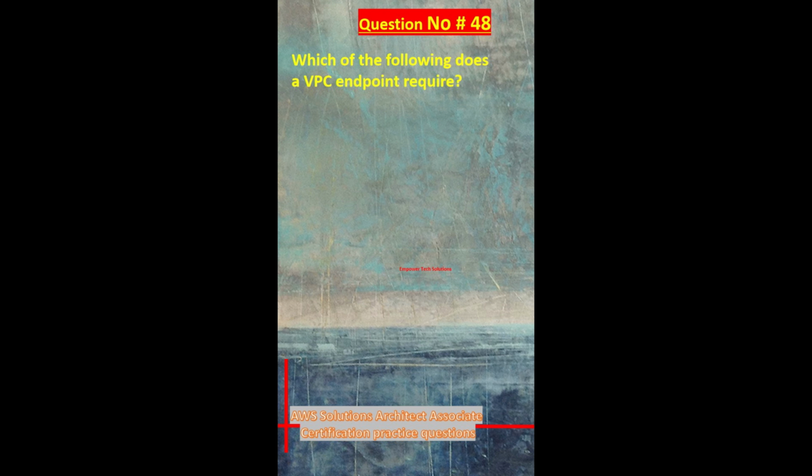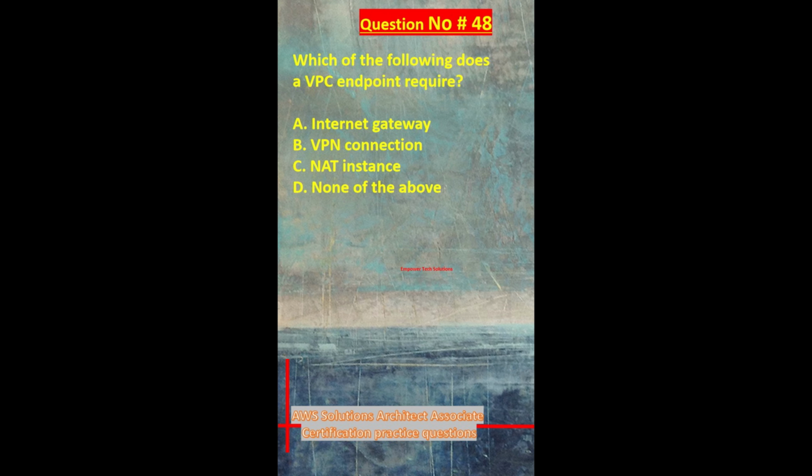Which of the following does a VPC endpoint require? A. Internet Gateway. B. VPN connection. C. NAT instance. D. None of the above.